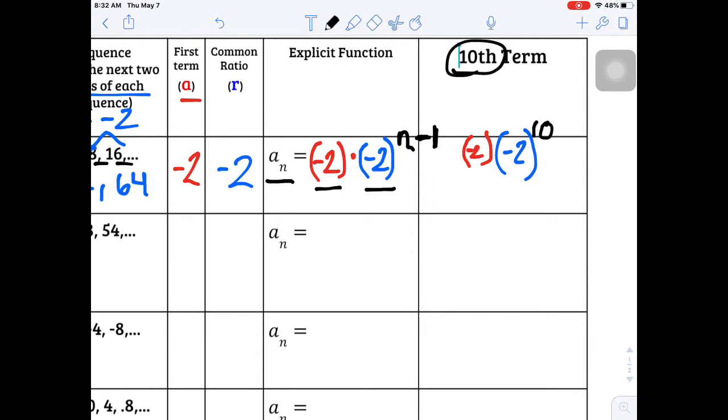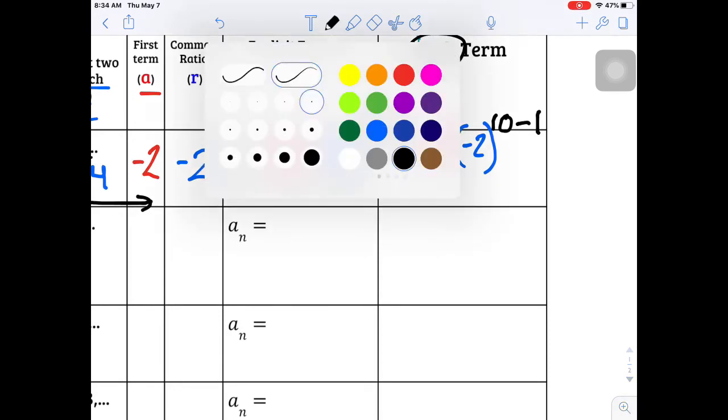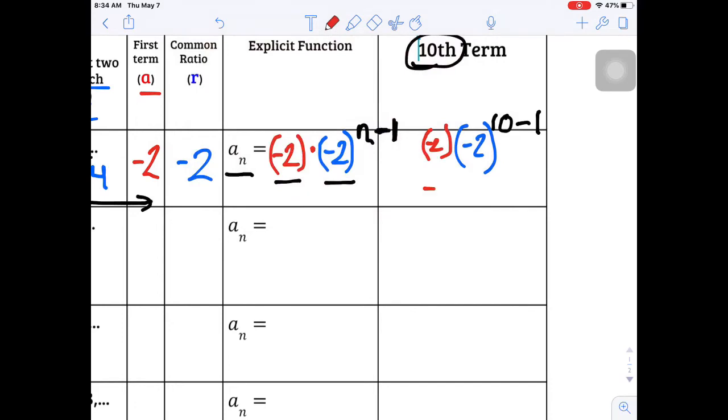That means if this keeps on going to the 10th one, subtract 1, what will be the value? Then you can go ahead and simplify it a little bit, just a little bit, so we can multiply the values. So -2 times -2 to the 10 minus 1. So 10 minus 1 is 9, to the 9th power. So that's what we're going to type in, -2 times -2 to the 9th power in the calculator.